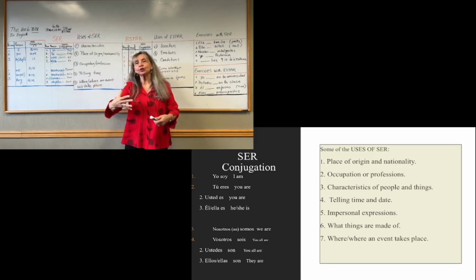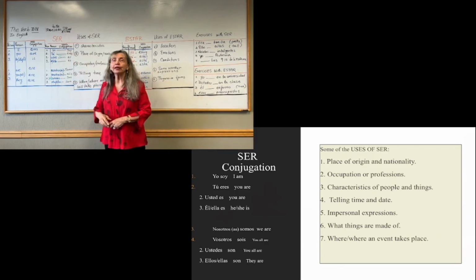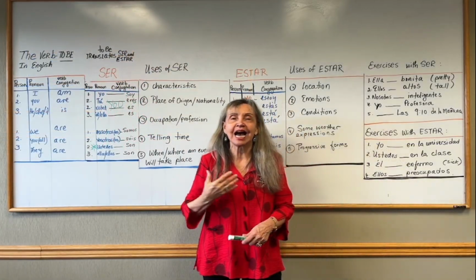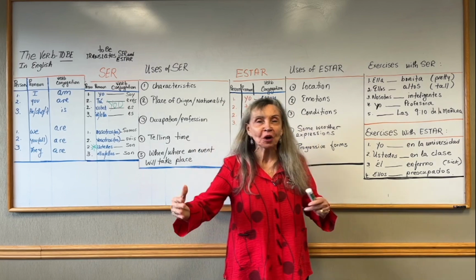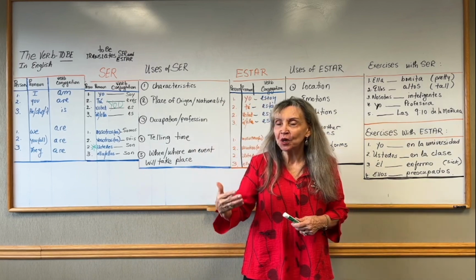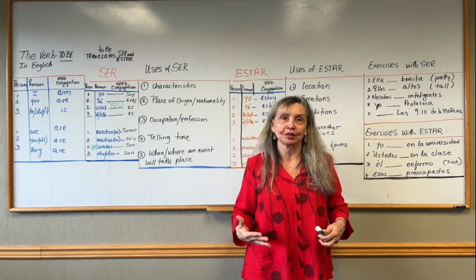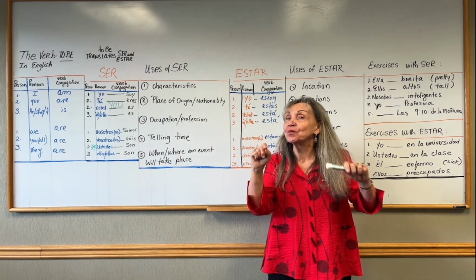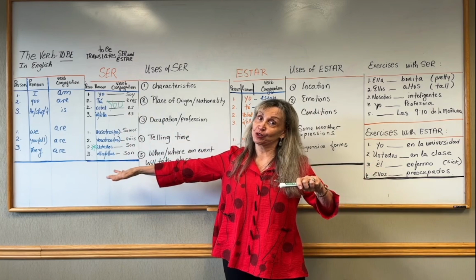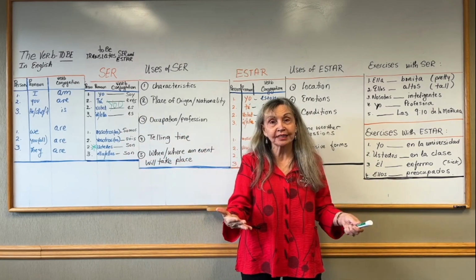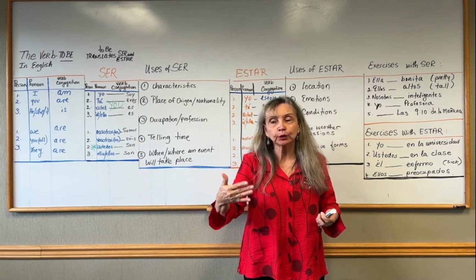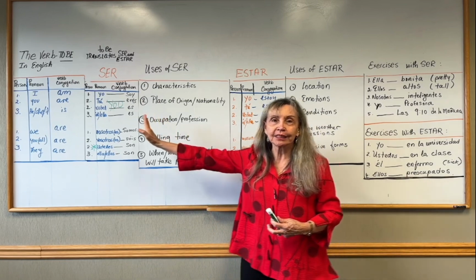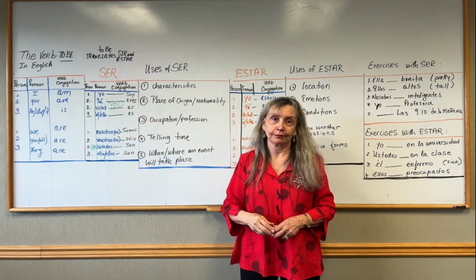So let's go again through this. Yo soy, tú eres, usted es, él, ella es, nosotros somos, ustedes son, ellos, ellas son. And my friend students, you need to memorize this verb conjugation. And how do you memorize that? With practice. Write it 2 times, 3 times until you internalize this conjugation.